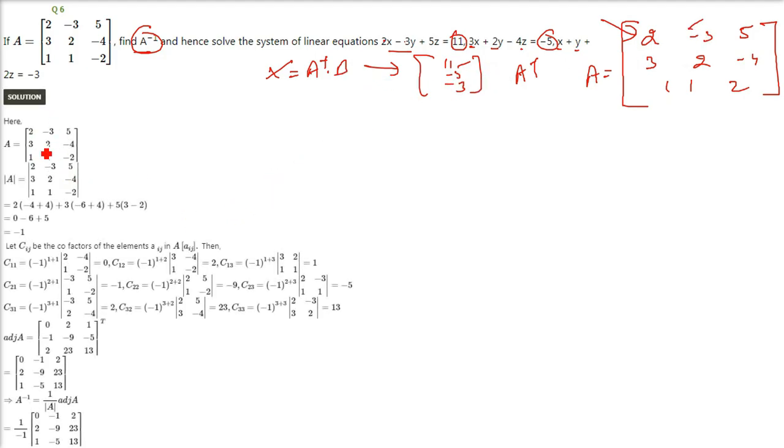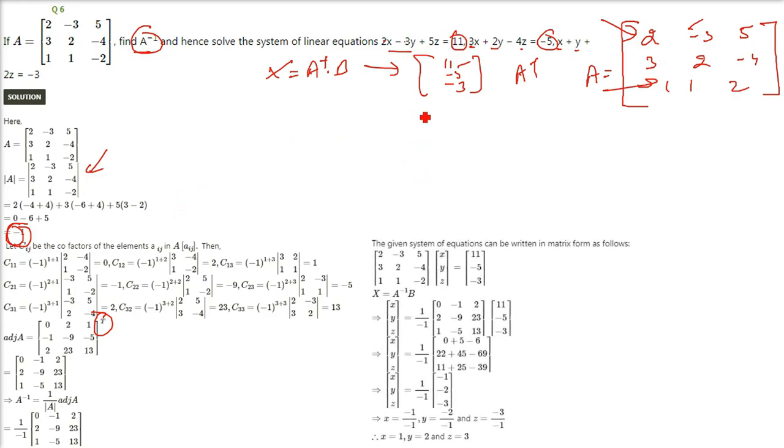So for A, first you have to find out the determinant of A. It is not coming as 0, so you will get some XYZ, a precise solution. Now you have to find out the cofactor matrix of A, then take the transpose, and then divide the adjoint by the determinant of A. So now this inverse has come. Multiply it with 11, minus 5, 3, minus 3, and XYZ will come.